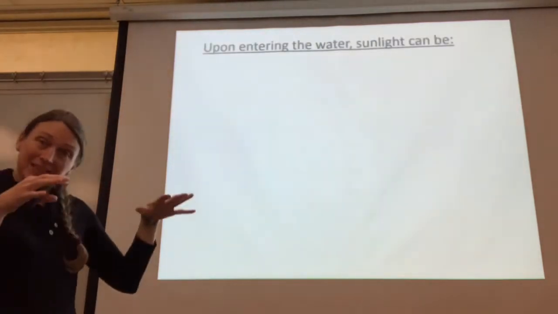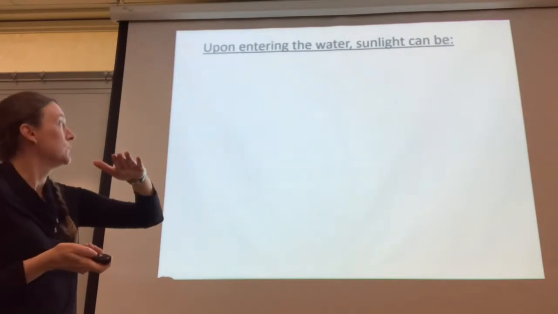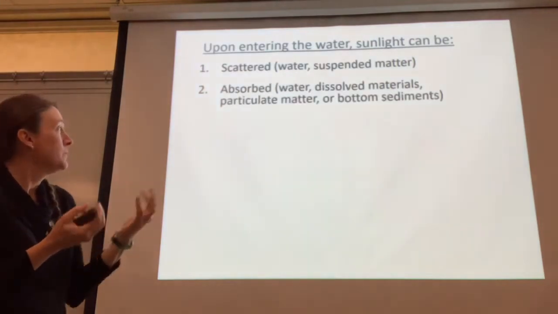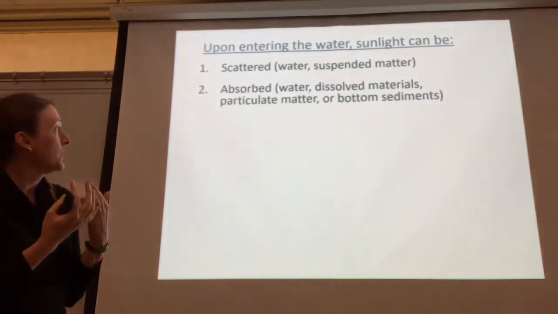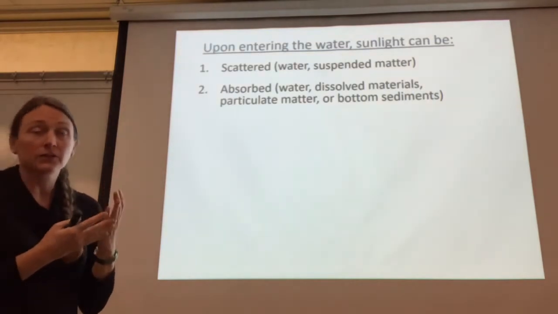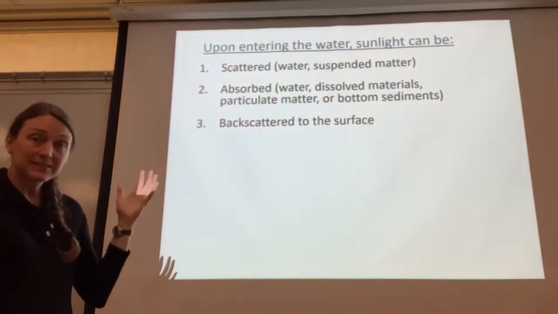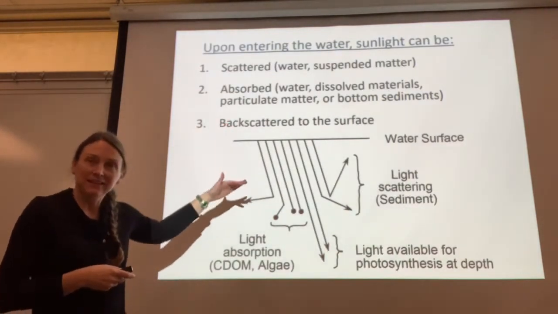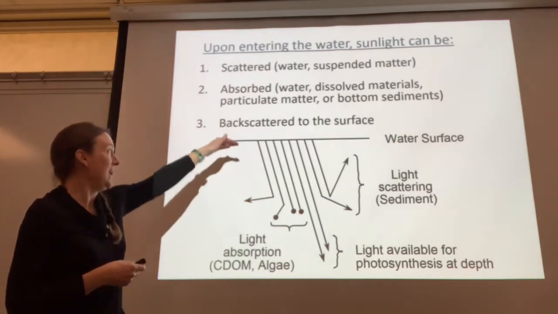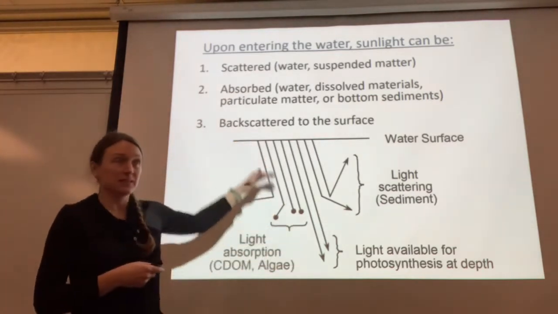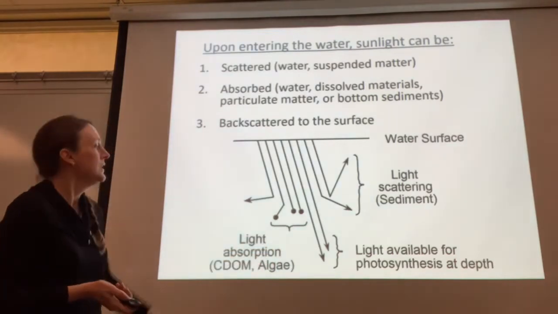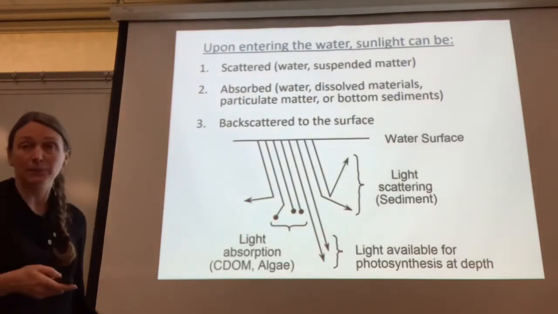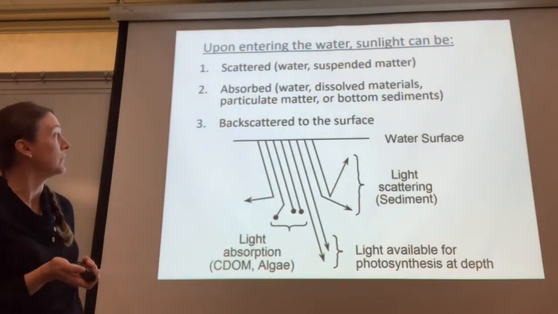But then once it's in the water, the light that makes it to the surface of the water can then be scattered by the water itself or suspended materials in the water. It can be absorbed by the water. It can be absorbed by dissolved materials, particulate materials, bottom sediments. It can be backscattered to the surface. And so all of these things can happen. So just getting the light into the water is challenging enough. And then it attenuates, which means it diminishes as it goes down through the surface of the water. So there's not much light available for photosynthesis at depth. Okay, lots of stuff can happen to light before it gets down into the deep parts of a lake.